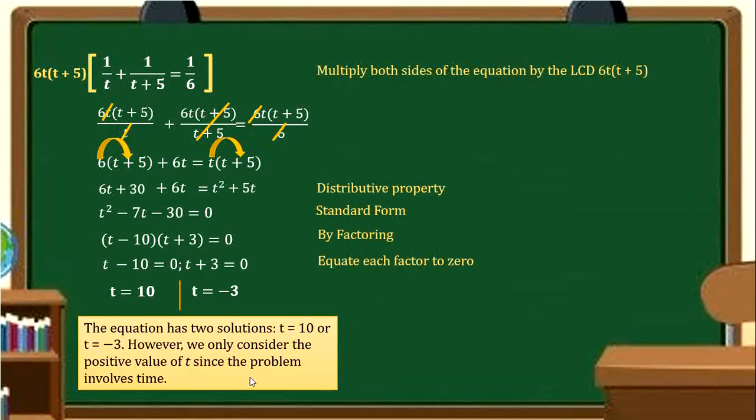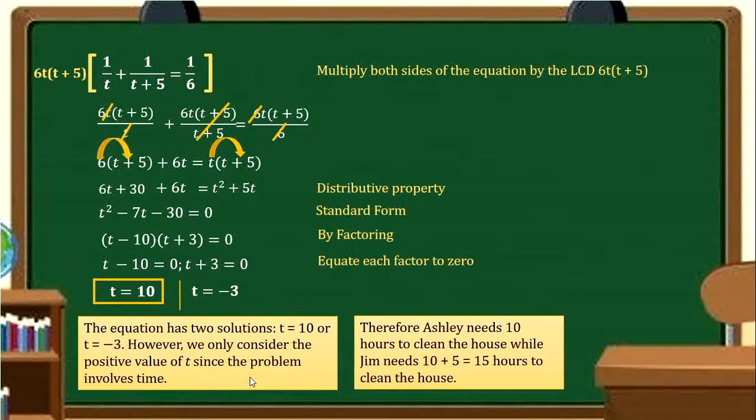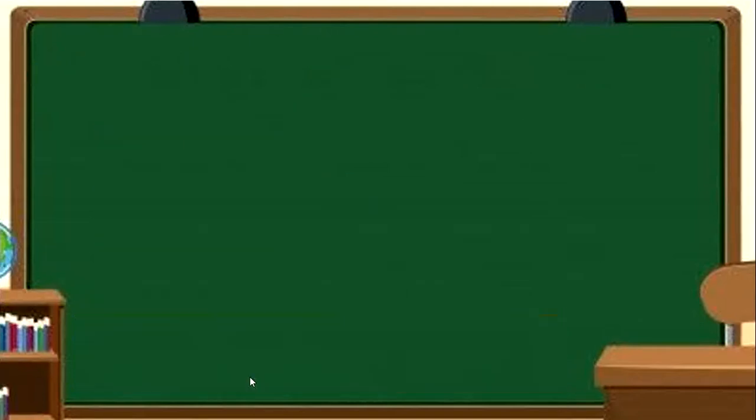However, we only consider the positive value of t since the problem involves time. So, therefore, t equals 10. So, therefore, Ashley needs 10 hours to clean the house while Jim needs 10 plus 5 equals 15 hours to clean the house. So, si Ashley, 10 hours, si Jim, 15 hours alone.